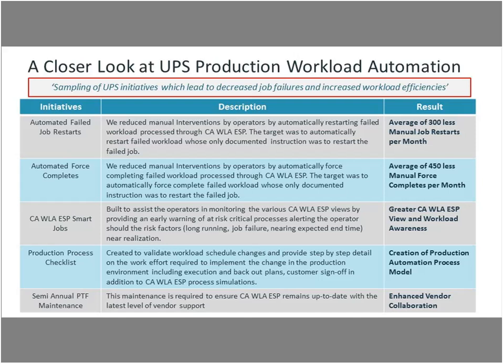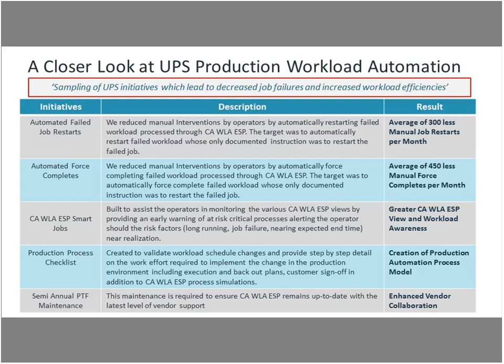Automated force completes. When a job fails, with no other instruction but to complete the job and let the process continue, we also set up an automated process for that. The result of what we saw was an average of 450 fewer manual force completes per month. So again, we're freeing up resources through automation, using the ESP product to control what's happening out there on the system.